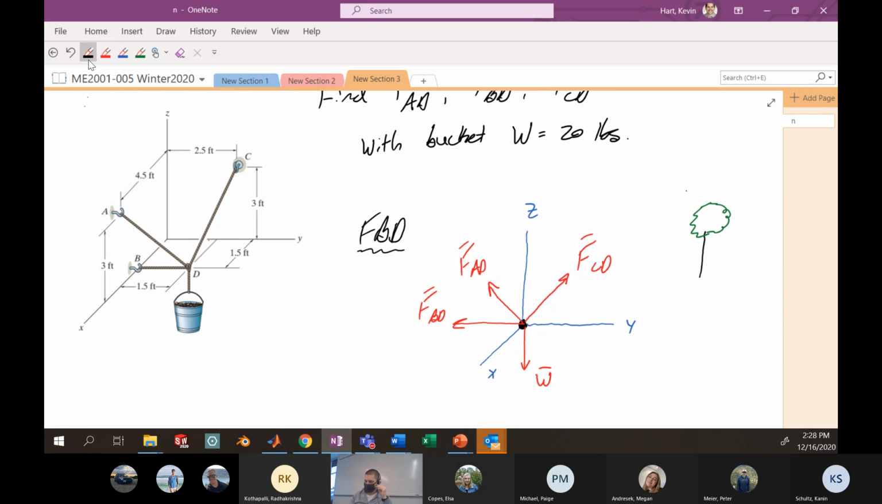Question from the audience. He says, is there a difference in writing FBD or FDB? Not yet. In higher level classes, when it's important to distinguish the directionality of the force, you might see it represented in a specific way. More important is when you get to higher level classes representing position vectors appropriately.